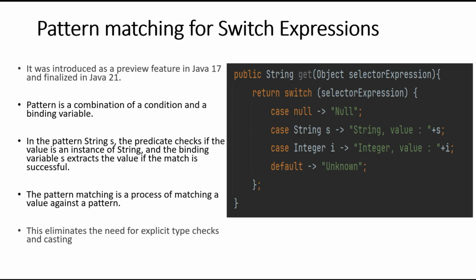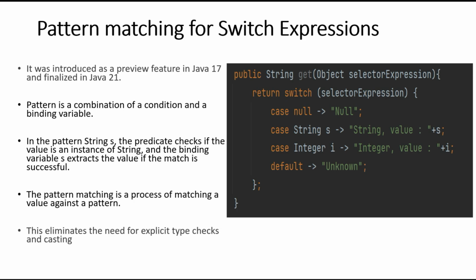If the selector expression is null, in that case the case block for null would be executed. If the selector expression is not null, then it would be checked whether it is an instance of String or not. If it is an instance of String, then its value would be cast into a String and stored in the binding variable, here s, and this binding variable would be accessible within this case block.